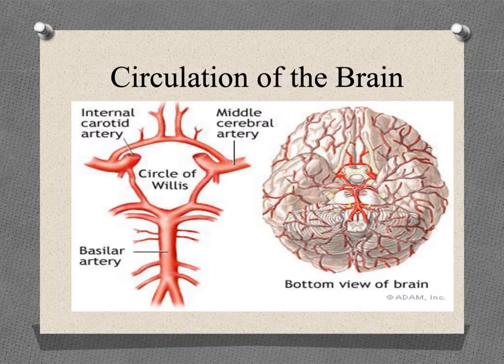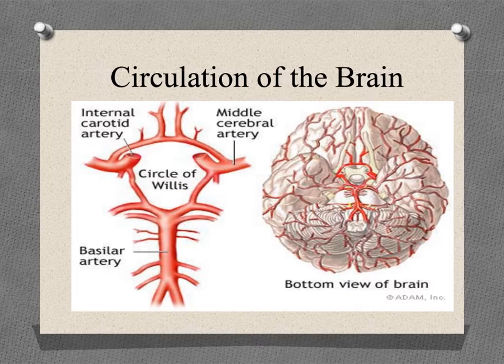Your brain also has circulation. That's always important to remember. It needs blood supply, just like every other tissue in your body. This is just an example of how the blood flows. Remember that the blood is pumped from the left ventricle through the aorta.